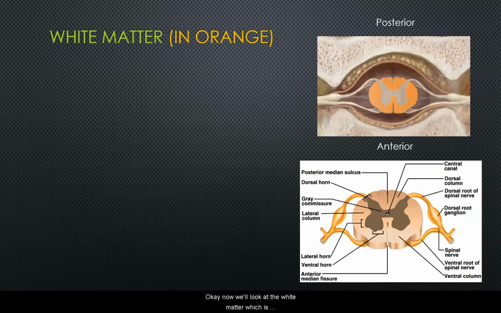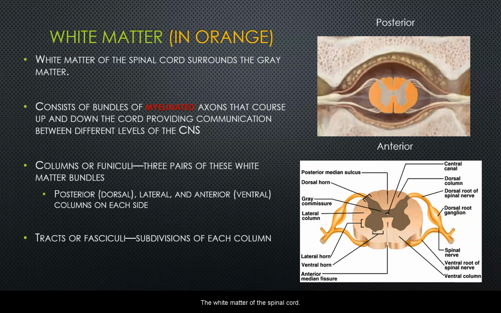Okay, now we'll look at the white matter, which is everything outside of that butterfly shape. The white matter of the spinal cord surrounds the gray matter, and it consists of bundles of axons that course up and down the cord, and they provide avenues of communication between the different levels of the central nervous system. These bundles are arranged in 3 pairs called funiculi. There's a posterior or dorsal, a lateral, and anterior or ventral funiculus. Each column consists of subdivisions called tracts or fasciculi.